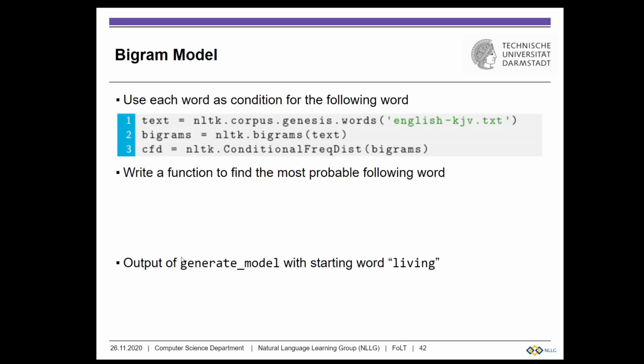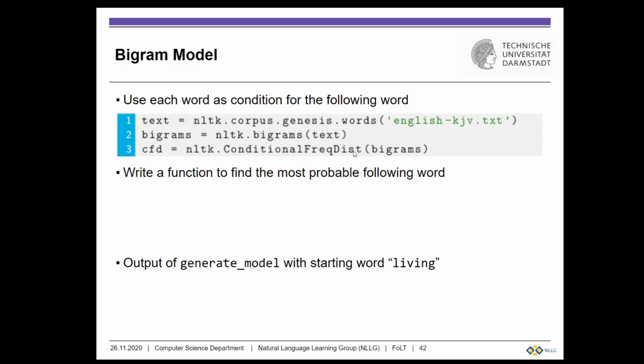Okay, so what we do is we continue. We take each word as condition. So the first word is the condition for the following word. To illustrate this, we take the Genesis corpus from NLTK. We get the words from that for the English Genesis. We make the bigrams, so we make those pairs, and feed that into the conditional frequency dist.